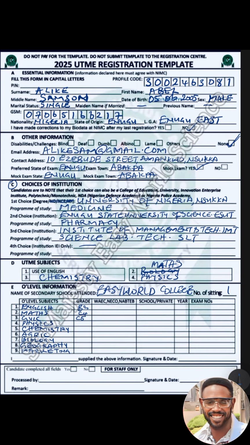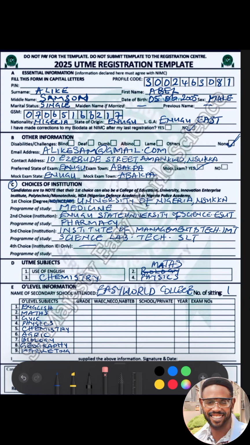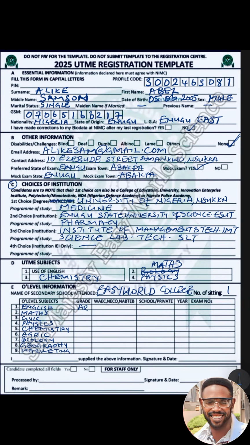But what if you have not written WAEC before? You will simply write under this grade AR, meaning awaiting results. So all of them should be AR, AR, AR, AR. That is only if you are yet to write WAEC, like you are just registering WAEC and you want to take JAMB alongside. Then over here, whether it's WAEC, NECO, or NAPTEP, you choose the one it is. If it is WAEC, you have to write WAEC here. So all of them, you run it down, they are all WAEC.